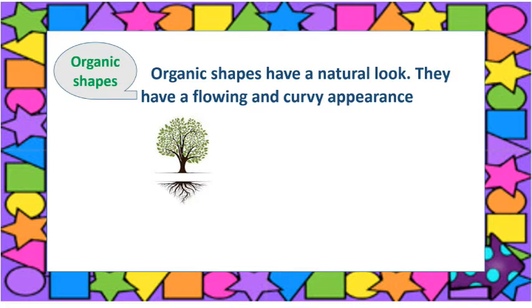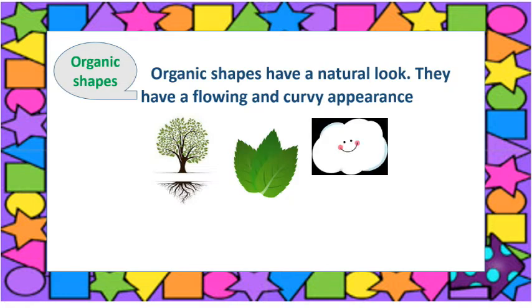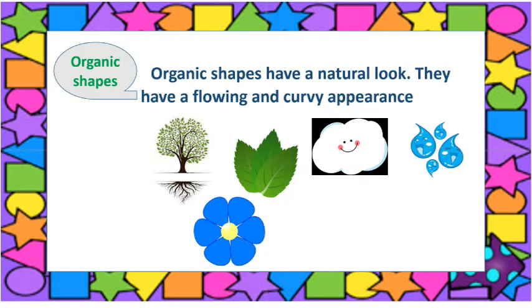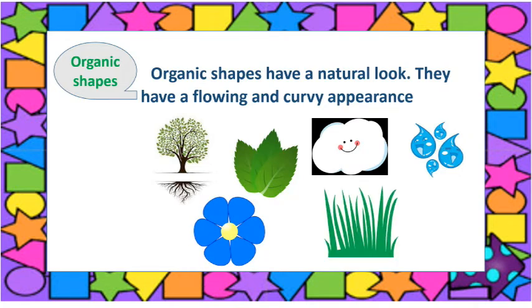Tree, a shape of a leaf, cloud, water drop, flower, and the shapes of grass, apple. Here are some of the examples of organic shapes.